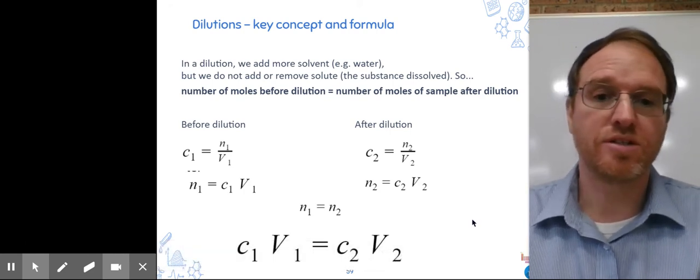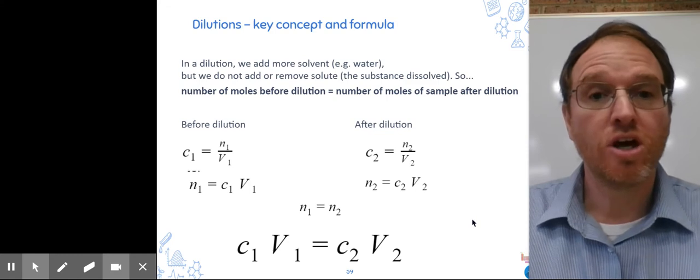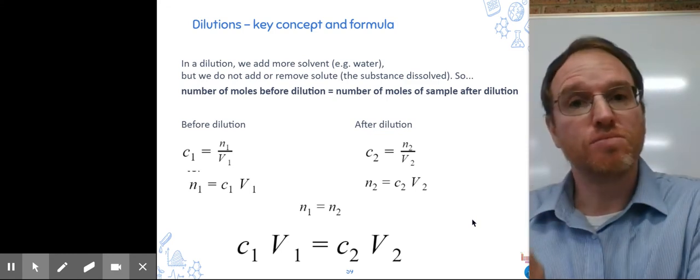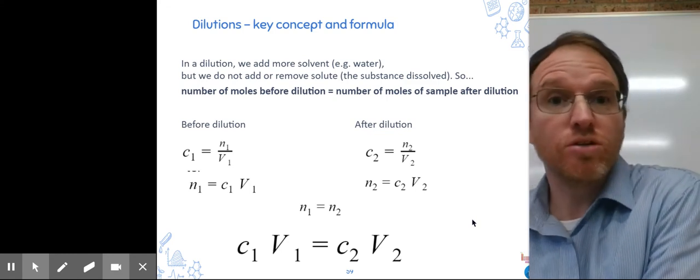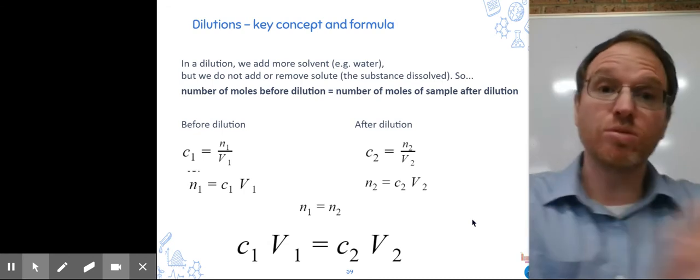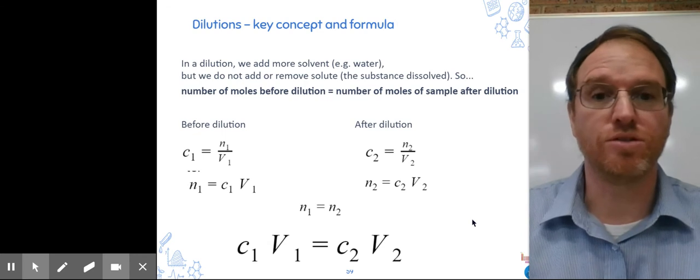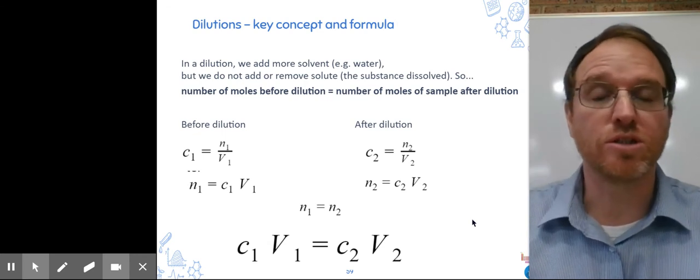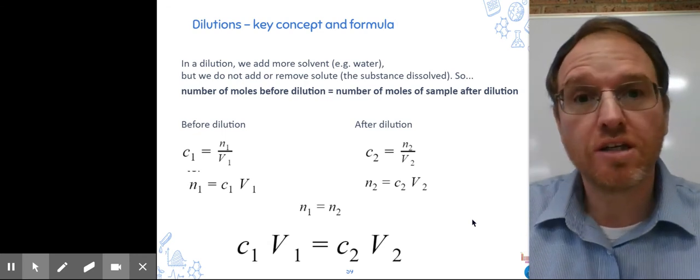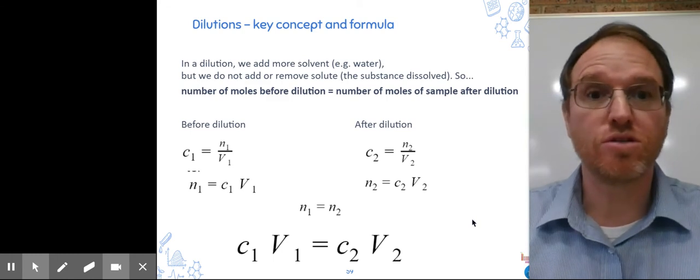C1V1 equals C2V2. In other words, the concentration of your solution before the dilution times the volume before the dilution is equal to the concentration after the dilution times the volume after the dilution. And that's the dilution formula, which is really helpful. They do not give this to you on the formula sheet, so you won't have it.